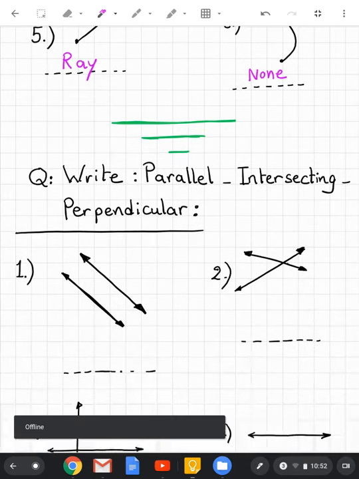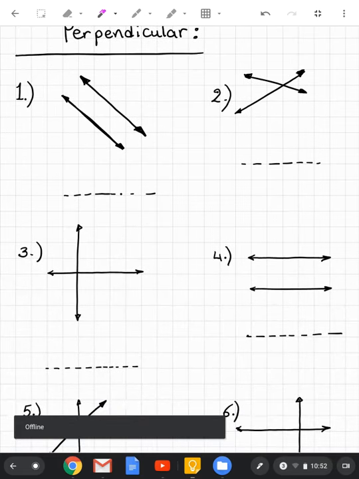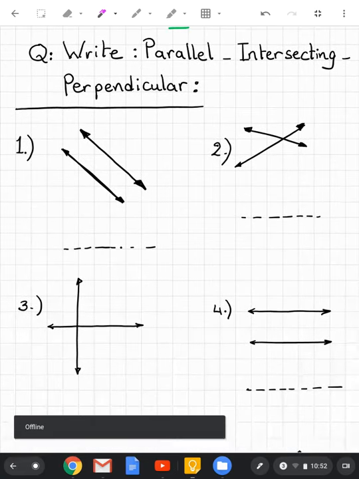Let us practice also the relation between the lines. Here, the question says, write parallel, intersecting, or perpendicular. We have a pair of lines, and we will write if they are parallel, intersecting, or perpendicular. The first two lines, the distance between them are the same. They are not cutting each other. So what do we call them? We call them, yes, parallel lines.